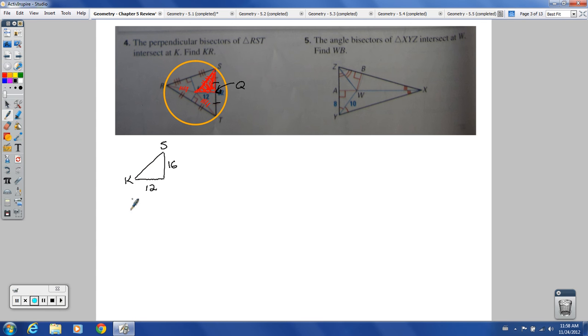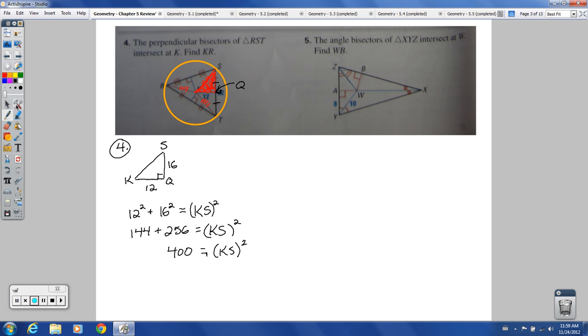So what is KS? How do I solve for KS? I can use the Pythagorean theorem. So I'm calling this Q. This is a right angle based on it's there in the picture. And so I can say that 12 squared plus 16 squared, those are the two legs squared, would equal KS squared. So I'm going to solve that for KS. Could you replace this with X? Sure, if you wanted to. Be totally fine. This would be that, which is 400. You add that together.